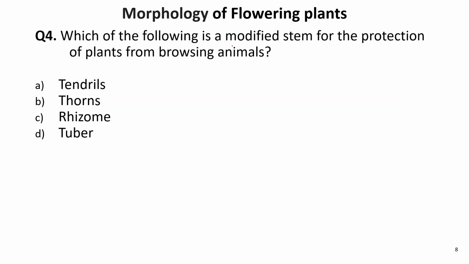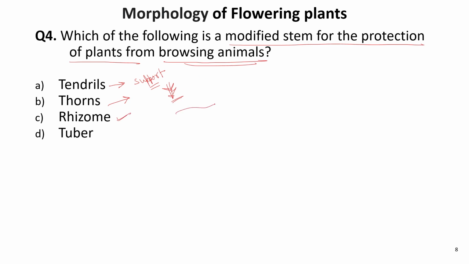Next question: which of the following is a modified stem for the protection of plants from browsing of animals? So plants modify themselves so that the animals do not browse them. Tendrils are for support. Thorns. Yes, when thorns are present on the stem, animals cannot browse them. It is difficult for them to browse such a plant that bears thorns.